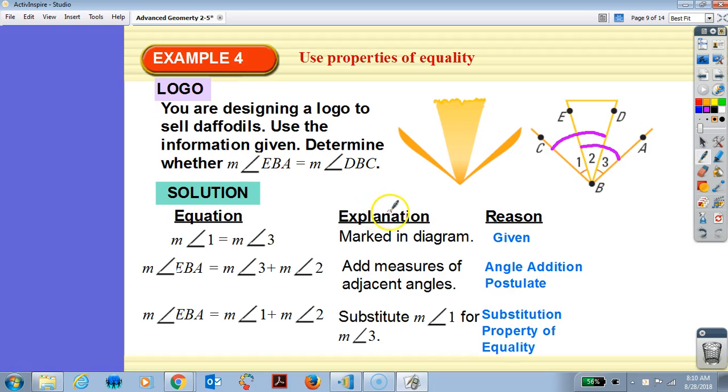So what do we do? We start with what's given. So when we do our little t-table, right? We do our t-table. And what's given? Angle 1 is congruent to angle 3, right? The measure of angle 1 is congruent to angle 3, given. Why? It has tick marks saying, hey, dude, I'm equal.